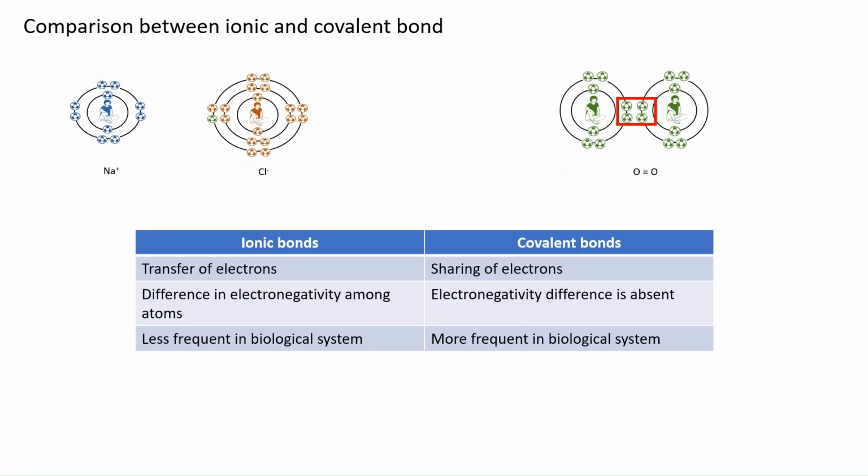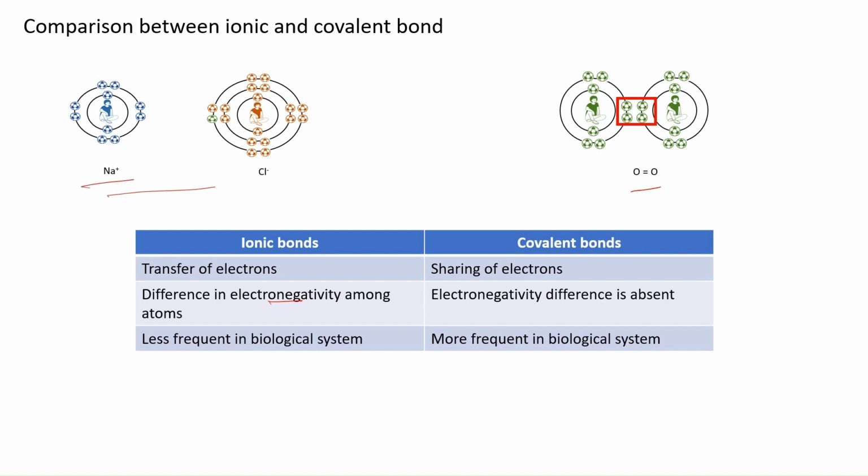Now, what is the difference between ionic bond and covalent bond? Why is the oxygen molecule formed due to a covalent bond, not an ionic bond? And why does NaCl form an ionic bond and not a covalent bond? So one reason is the difference in electronegativity among the atoms involved in bond formation.